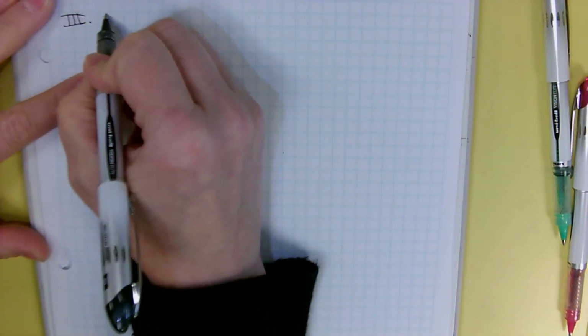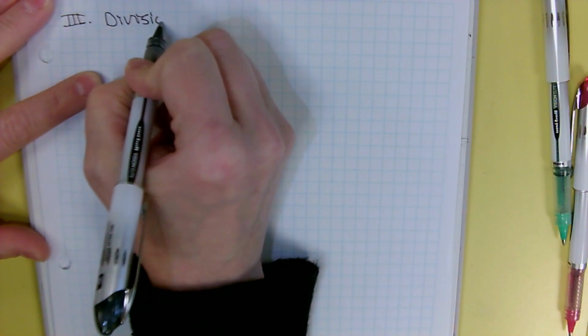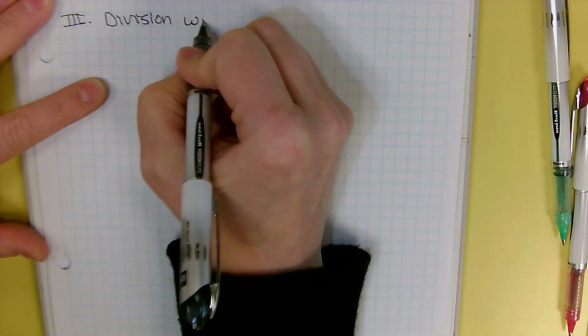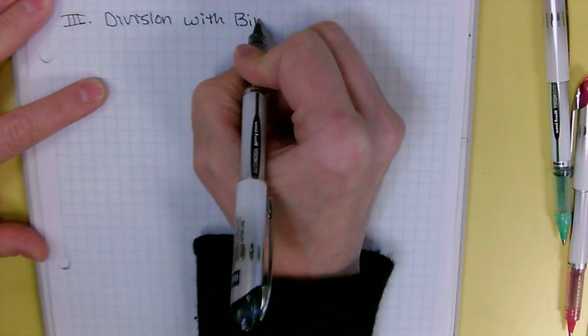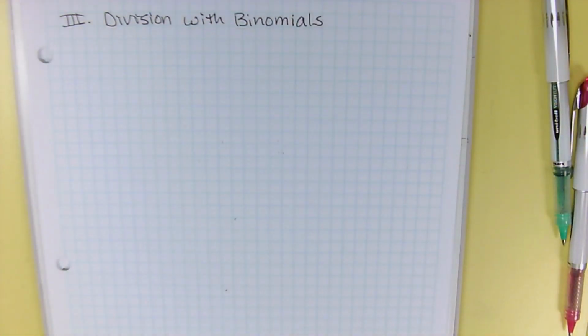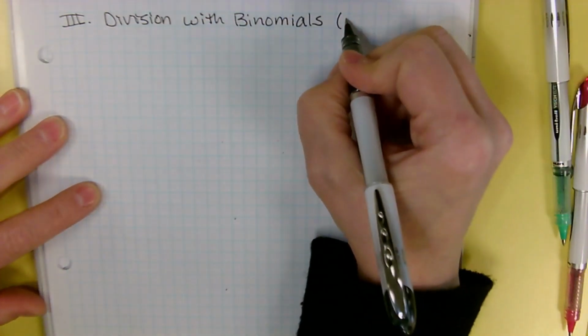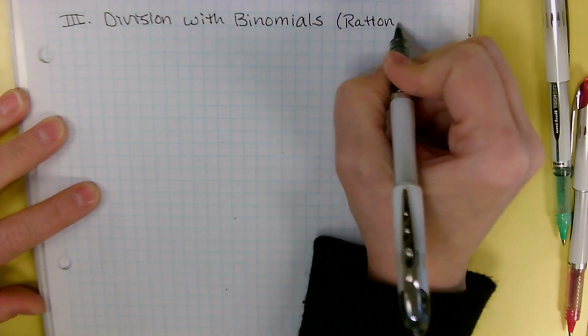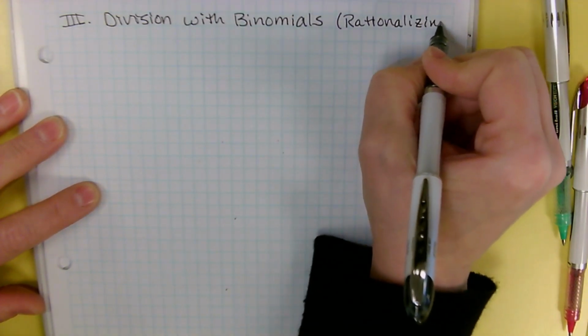All right, Roman numeral 3. We're going to do division with binomials. Division with binomials. And of course, division is the same thing as rationalizing.